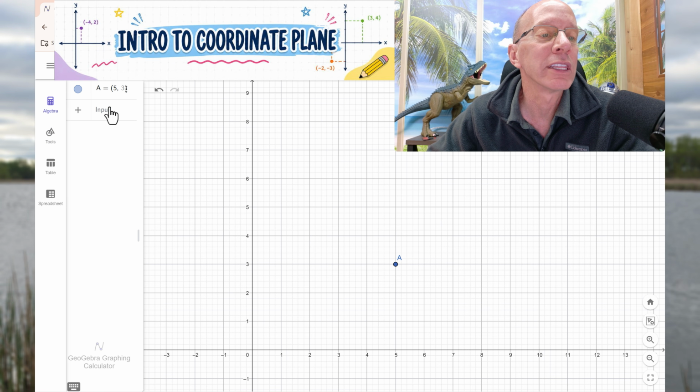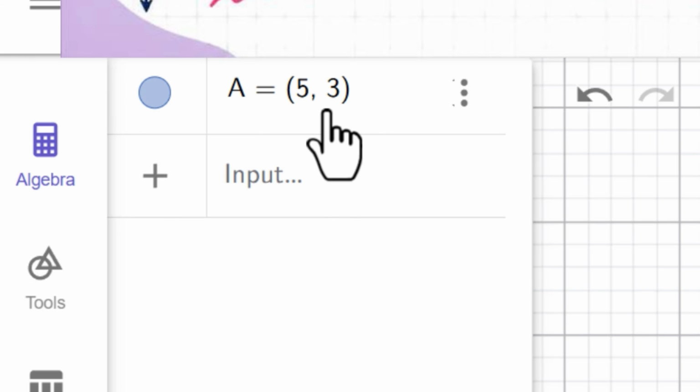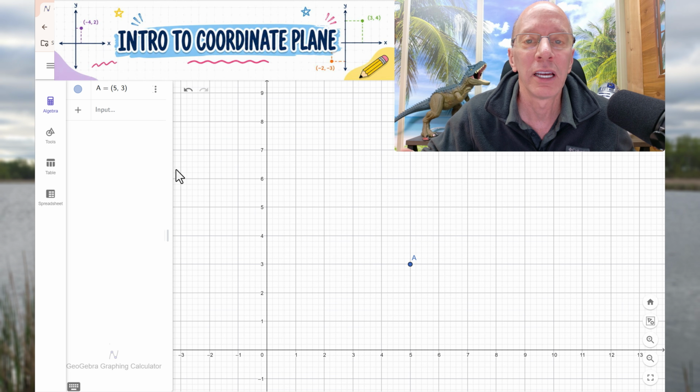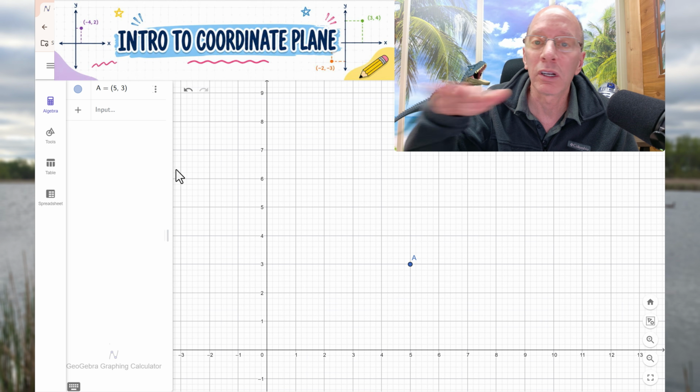Let's take a look at what that looks like. Here's what it looks like on 5, 3, 5 comma 3. Again, this is the x and that is the y. If you're ever wondering, what do I start with? Always remember x comes before y, and x is the horizontal.